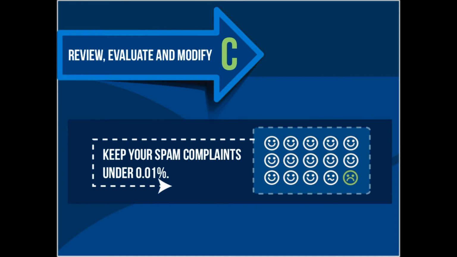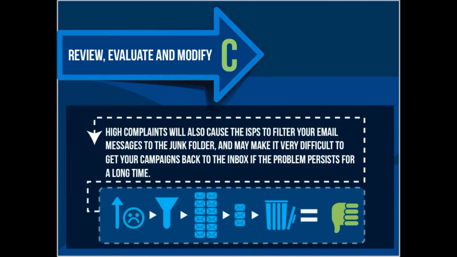Speaking of complaints, keep your spam complaints to a minimum. A general rule of thumb is to keep your complaints under 0.01% and to immediately put those complainers on your do not contact list or your suppression list. This ensures that they don't resubscribe and complain again. High complaints will also cause the ISPs to filter your email messages to the junk folder and may make it very difficult to get your campaigns back to the inbox if the problem persists for a long time.